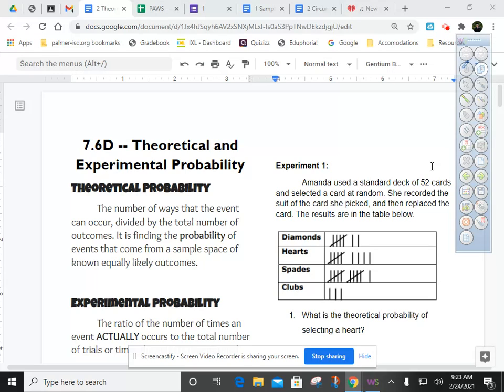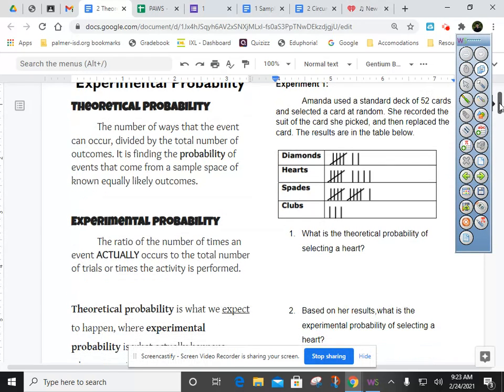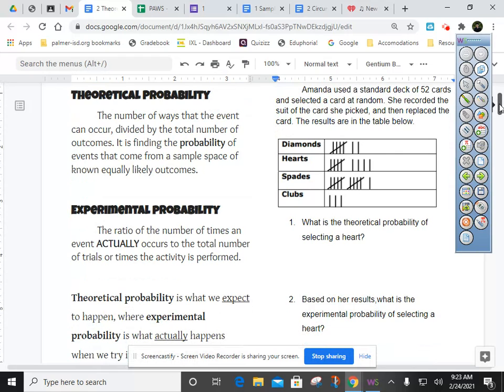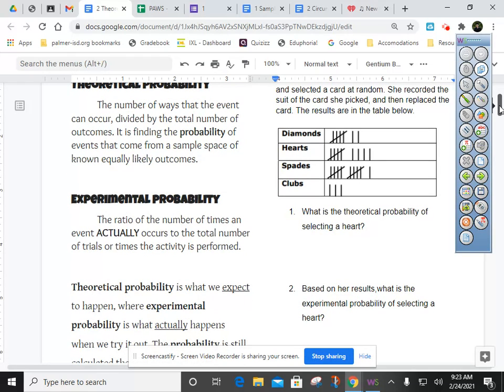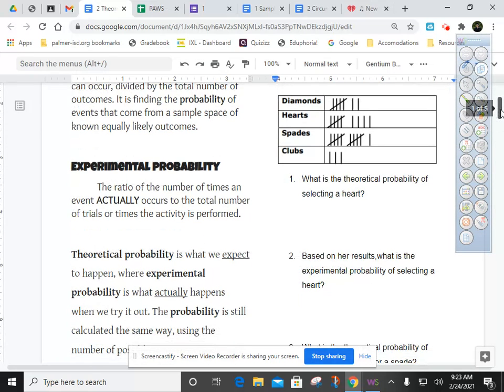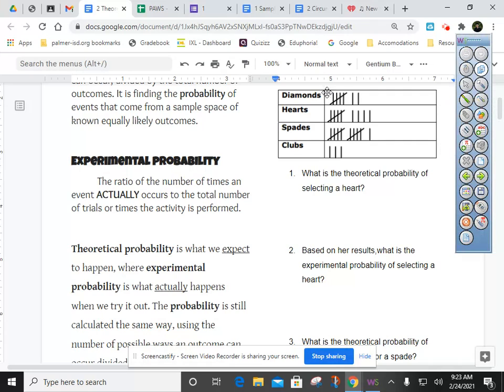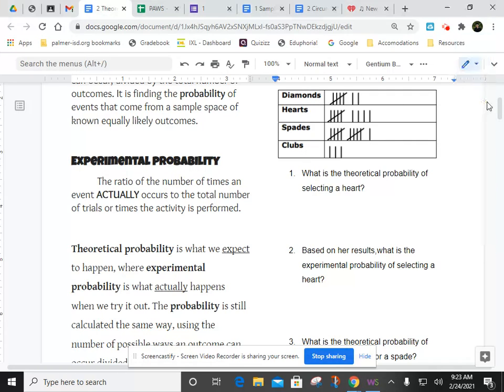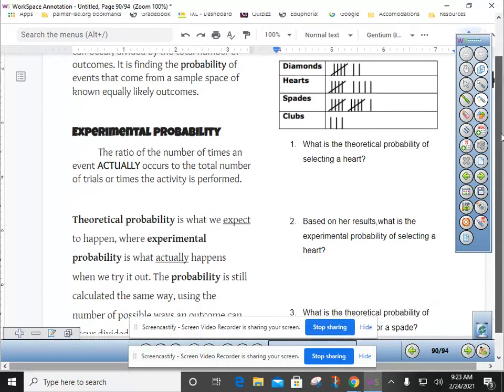Okay, so we're going to look at this experiment 1 here, and I just want y'all to follow along with me. Amanda used a standard deck of 52 cards and selected a card at random. She recorded the suit of the card she picked, then replaced the card. The results are in the table below. So before you start writing and figuring out, let's just look at it. Diamonds, hearts, spades, clubs. Those are the suits, right? You all know about cards, yes?